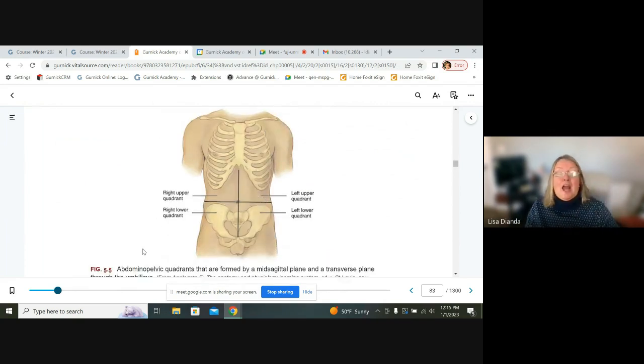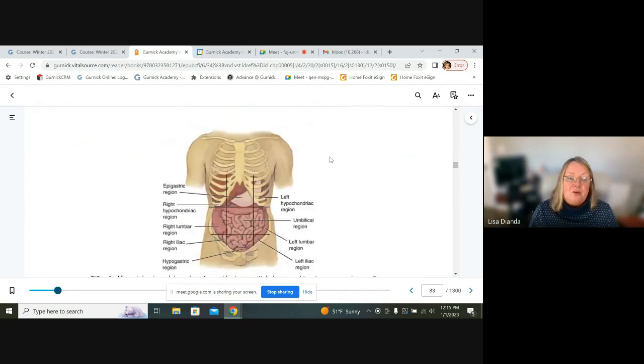Quadrant. Your abdominal cavity is divided into 4 quadrants, right? Upper, lower, right, and left. How do you know which one's right and which one's left? Which position did we just talk about? Anatomic position. So if I'm standing in the anatomic position from the patient's point of view, it's the patient's left and right. Everything's from the patient's anatomic position point of view.